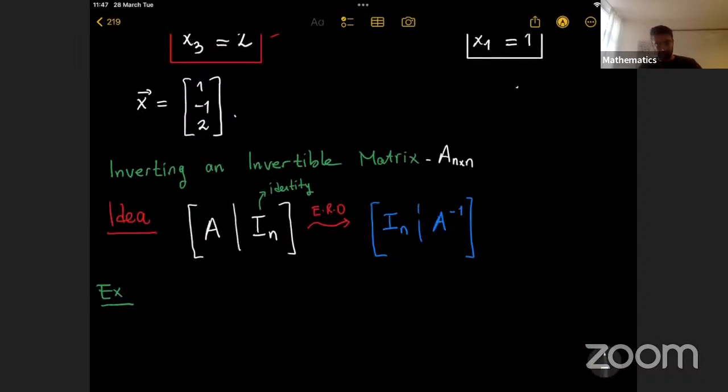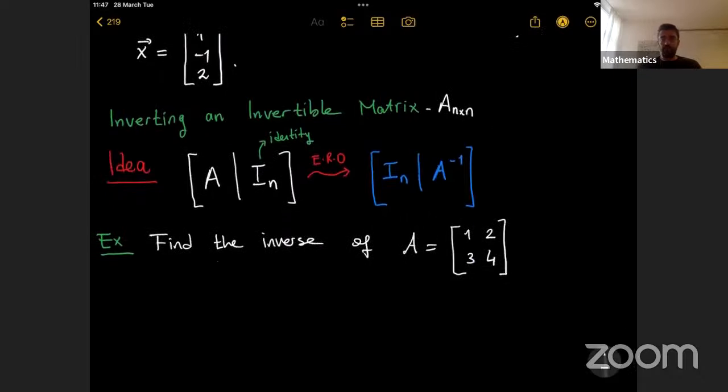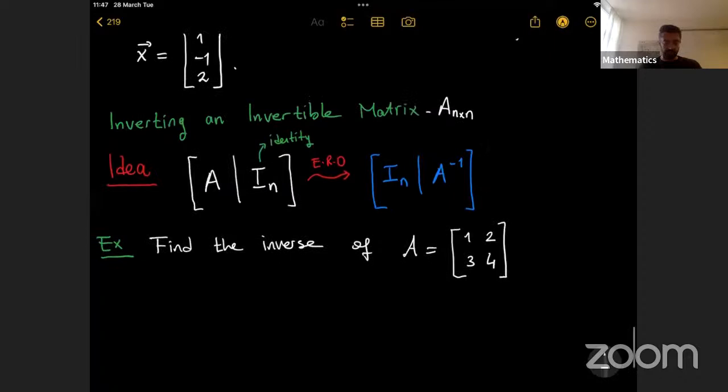Let's start with an easy one. Find the inverse of A, which is 2 by 2: 1, 2, 3, 4. This is an easy one to deal with. So let's find the inverse of this. I will write this with the identity next to it: 1, 2, 3, 4, and next to this the identity, 1, 0, 0, 1.